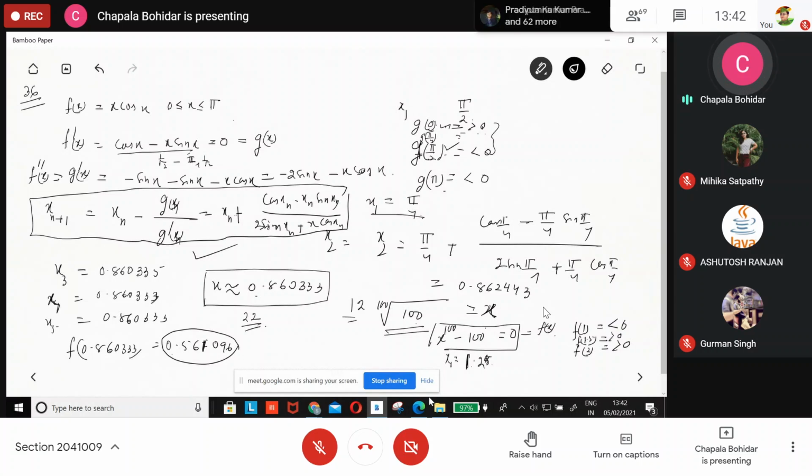All of you clear how to solve? Find out x2, x3, x4 like this. Then when you get two consecutive values of roots the same, you stop there and write down that is the root of that equation. Approximately equal, not equal. Here also you have to write that it is approximately equal to.